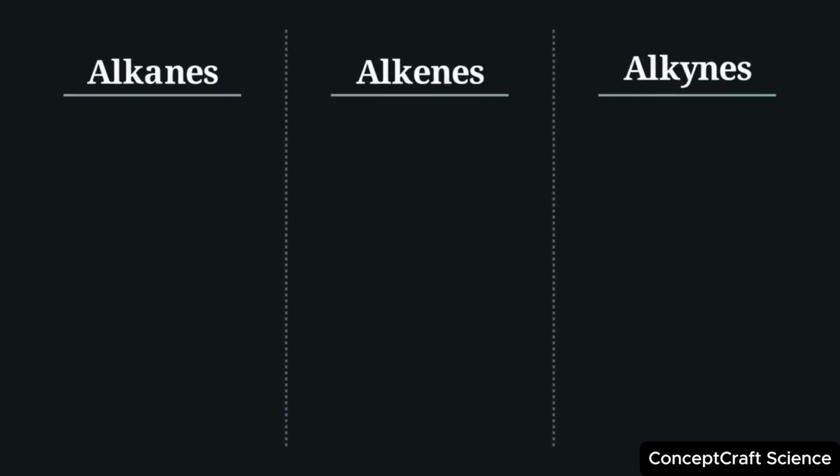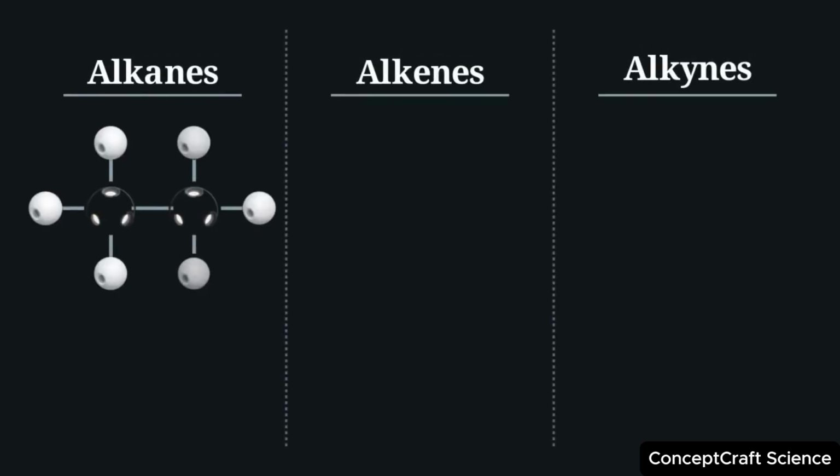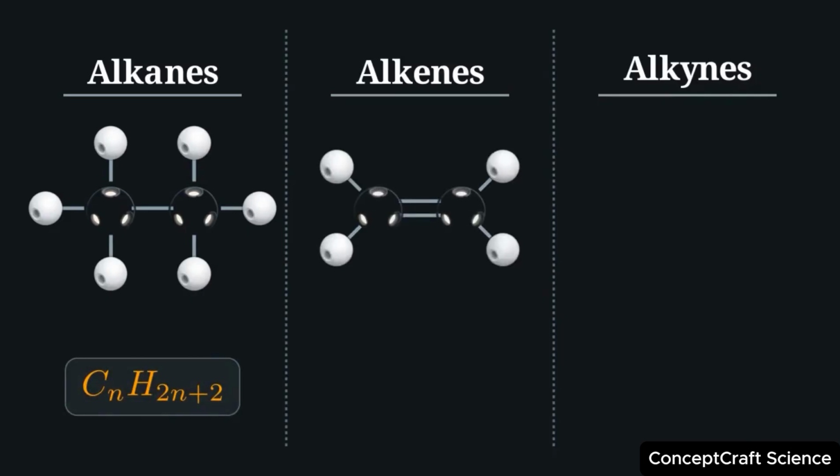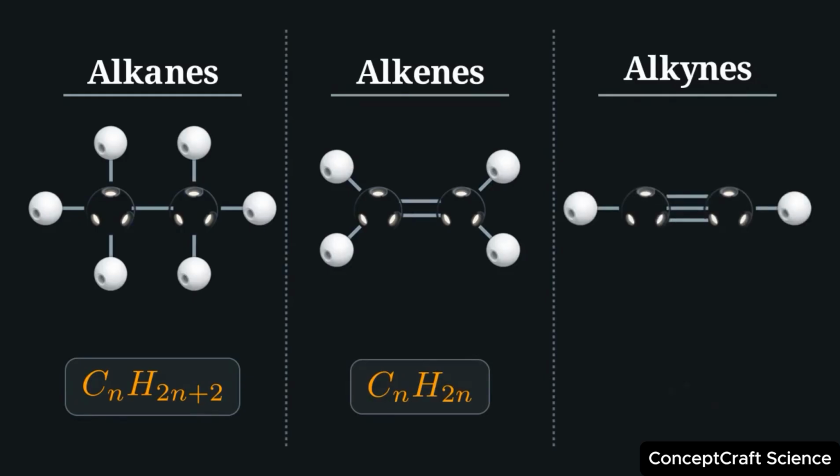This table summarizes the rules. Alkanes have single bonds and a formula of CnH2n+2. Alkenes have double bonds and are CnH2n. Alkynes have triple bonds and drop to CnH2n-2.